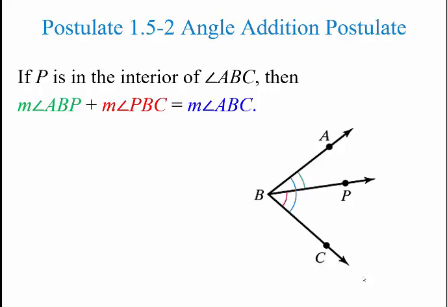All right, another postulate. Postulate 1.5-2. This is the angle addition postulate. If P is in the interior of angle ABC, so we have this point P, then the measure of angle ABP plus the measure of angle PBC is equal to the measure of angle ABC. What that means is if you have two interior angles, you can sum them to get the measure of the full angle on the outside.